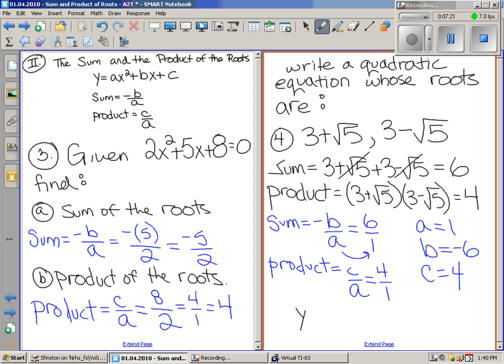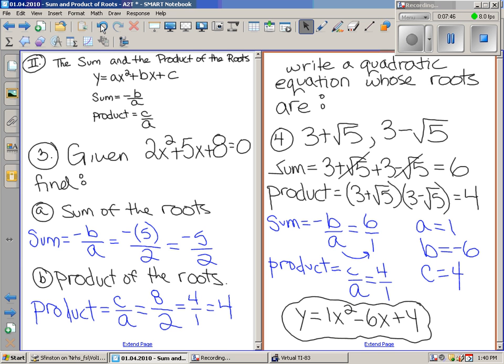The final equation that you want to present, for the question "write a quadratic equation whose roots are 3 plus radical 5, 3 minus radical 5," is: you're going to say that y equals 1x squared, right, minus 6x plus 4. That's it.